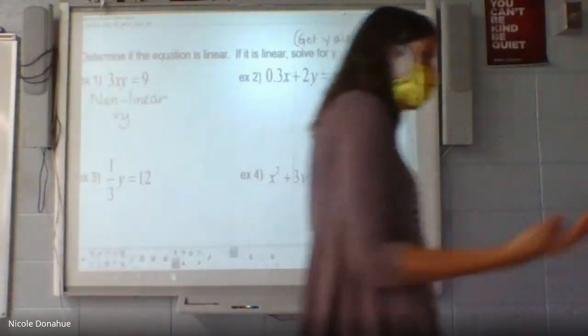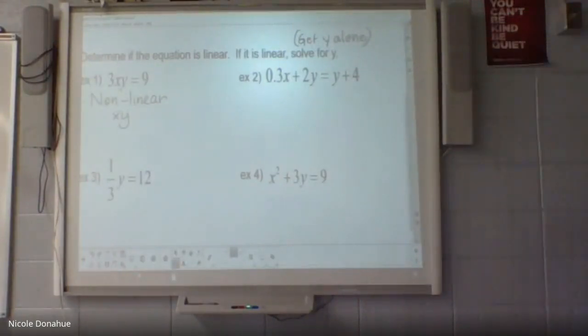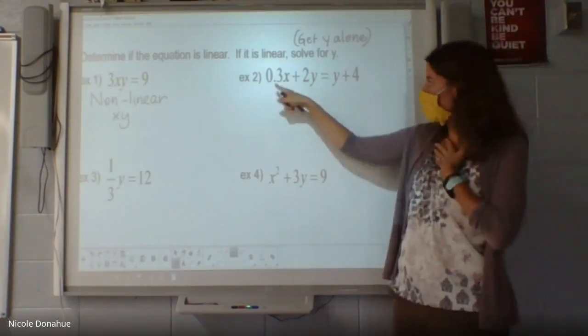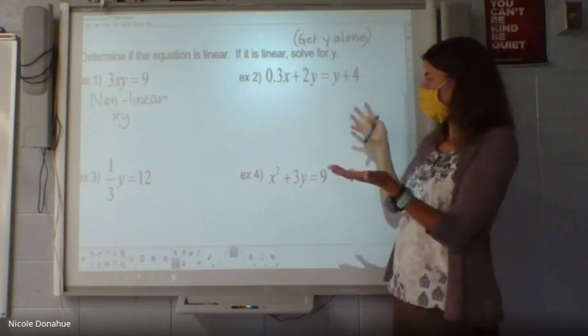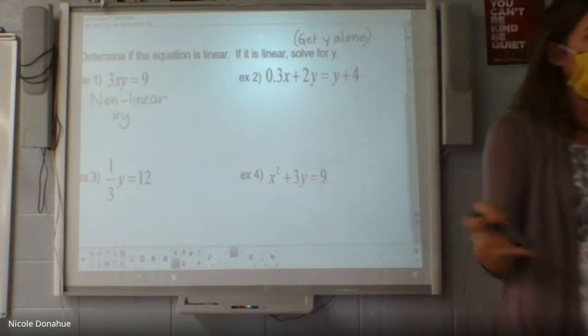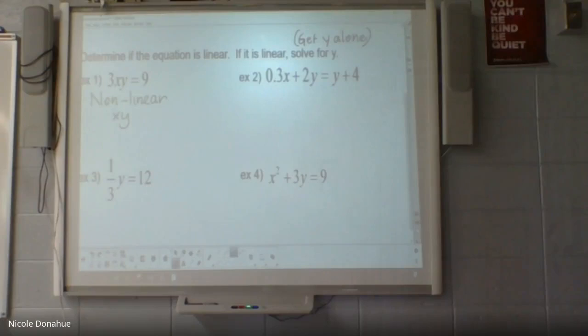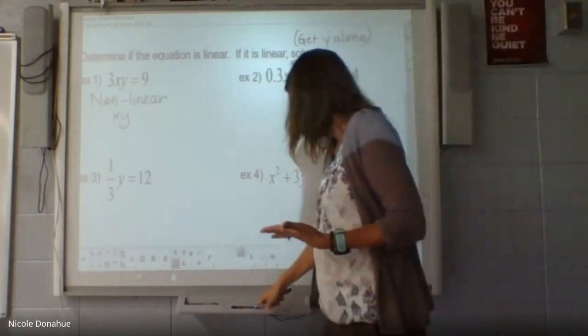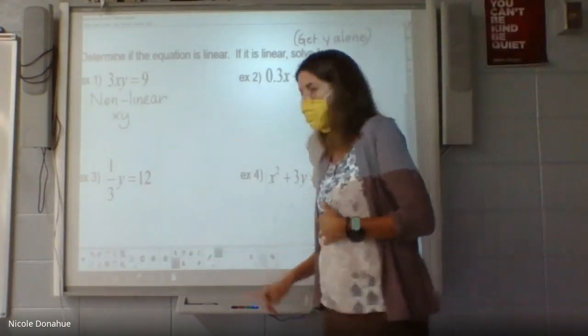Now example 2. Sometimes if you're not sure, one of the things you can do is try to get the y alone and see if it ends up looking like one of the ones we don't want. It looks like something's being multiplied to x here, that seems okay, there's y's on each side. So let's get the y alone and see what this equation ends up looking like. So what do you guys want to do first? How do we get y alone?